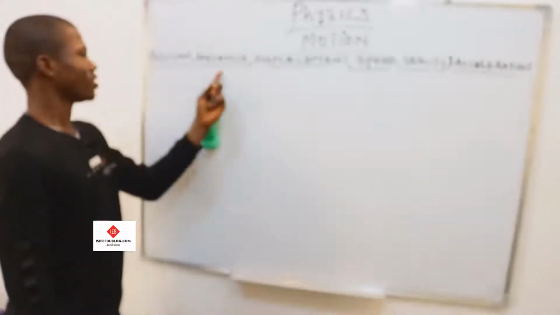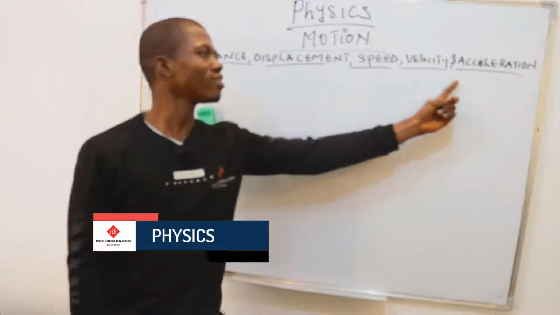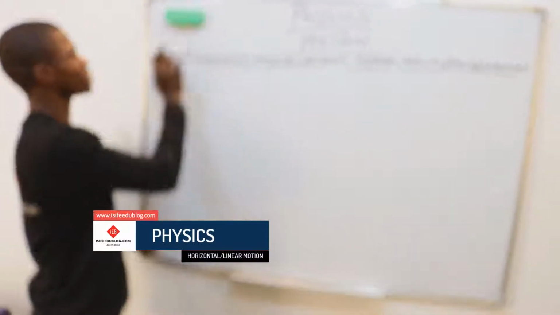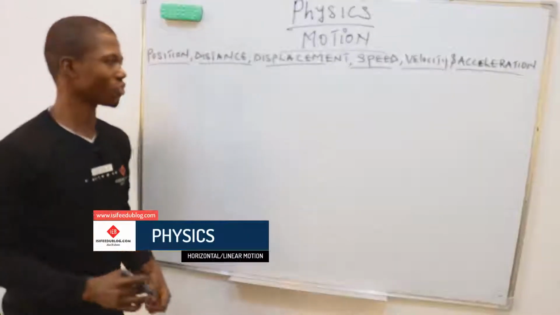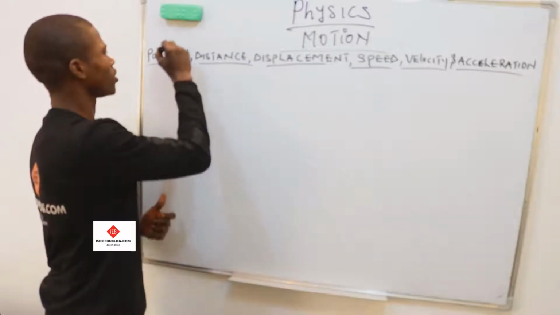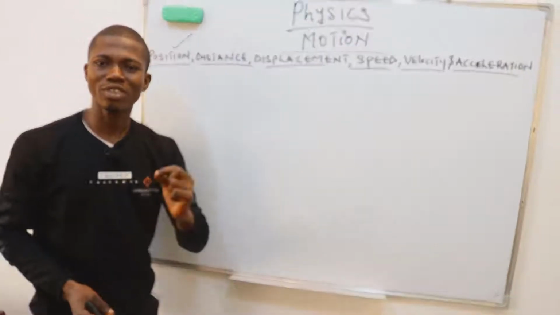Right over here is position, distance, displacement, speed, velocity, and acceleration. So we are going to start from the first one, which is our position. From this, what is position? Position is just the point in which an object can be found or located.